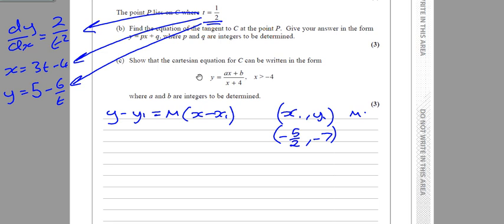So a half squared, a half times a half is a quarter. 2 divided by a quarter, remember, 2 divided by a quarter is the same as 2 times 4 over 1, which equals 8. So the gradient is going to be 8.